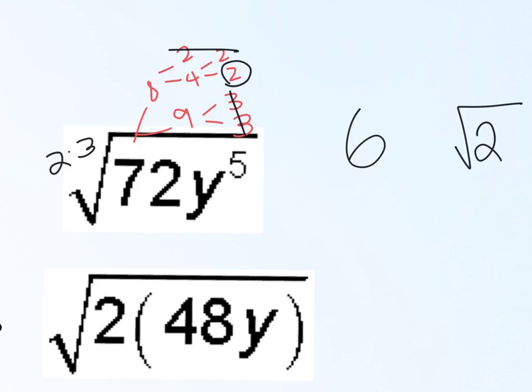And then, do you remember the rule on how to figure out how many go to the outside when you've got an exponent on a variable?